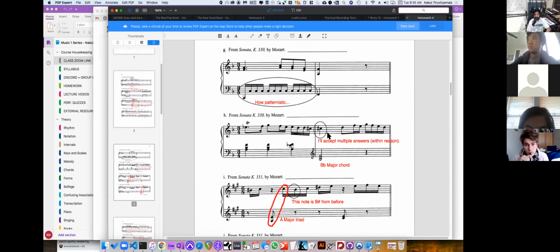One thing I could accept, actually: a suspension has to resolve downwards, but a retardation resolves upwards. So this could be something, it's not even on our slides, but it could be a rearticulated retardation. That's a hard thing to say. Rearticulated retardation. That's a lot of syllables. In the sense that it is basically a suspension, like this is basically a non-chord tone that was a chord tone.